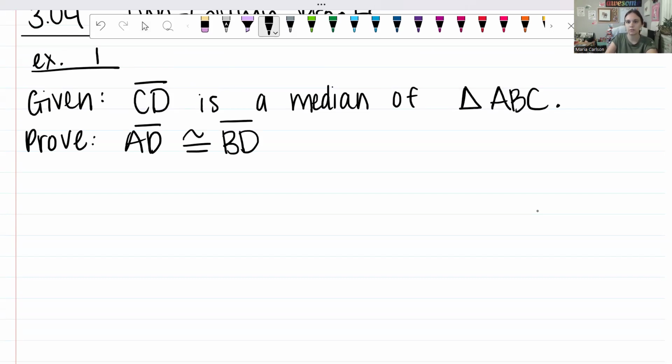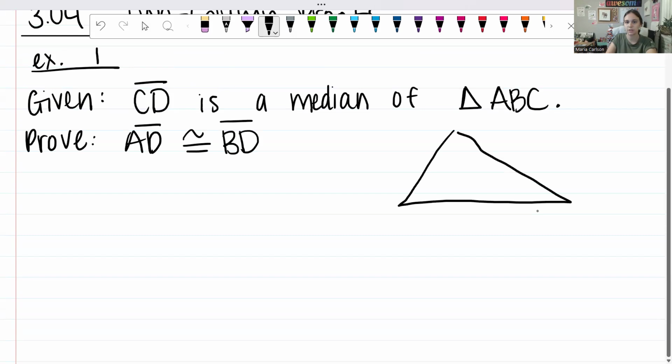So our triangle, let's see if it's going to autocorrect for me. That'd be so nice.